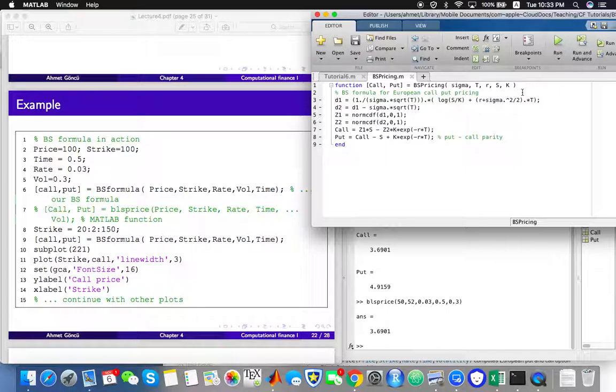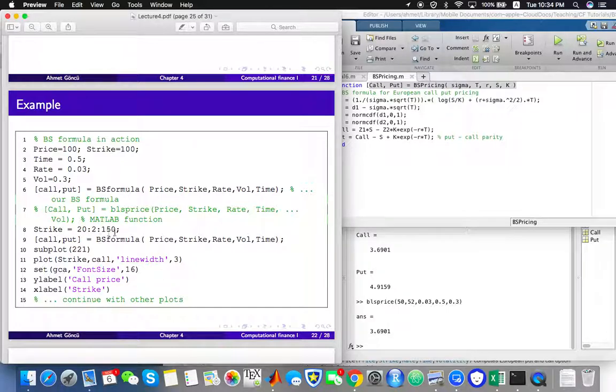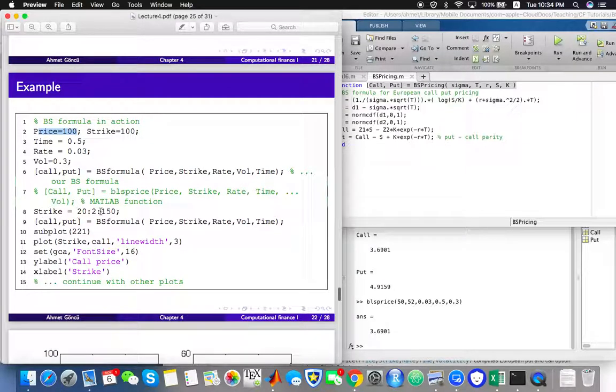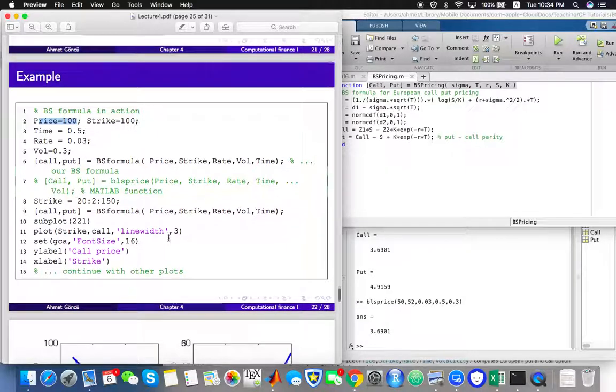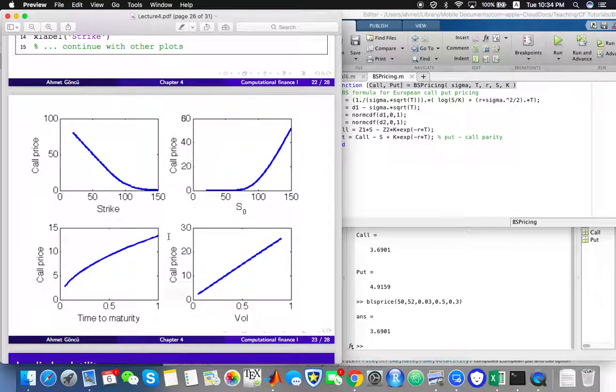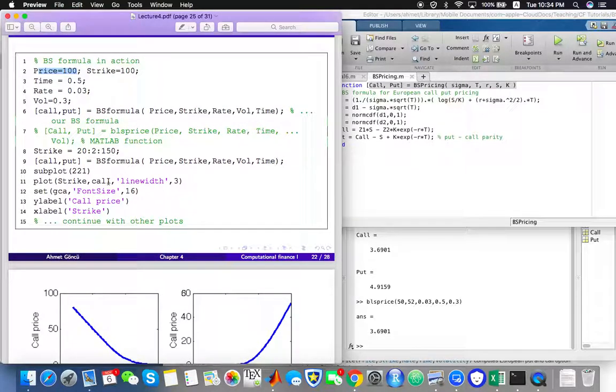Also, you can use your Black-Scholes pricing function to see how the option prices behave under different scenarios. For example, you can consider a variety of strike prices defined by this grid from 20 to 150. So in this case, our underlying stock price currently is supposed to be 100. The strike price is 100, but we are considering now a vector of different strike prices. And then we can create some plots in MATLAB to understand how the call option price changes with respect to changes in the strike price or the underlying stock price, time to maturity, or the volatility of the stock. Okay, so all these can be done, and you can easily generate different types of plots.